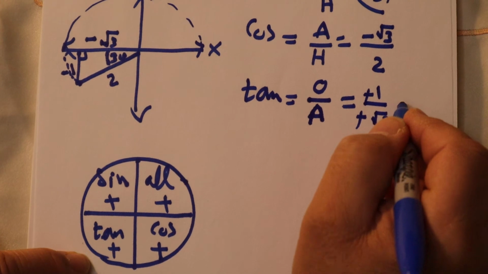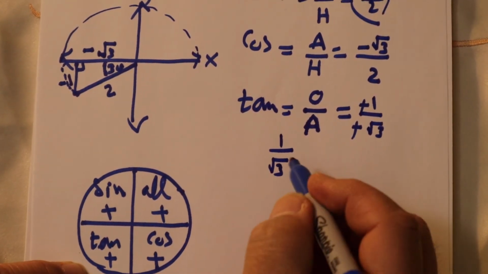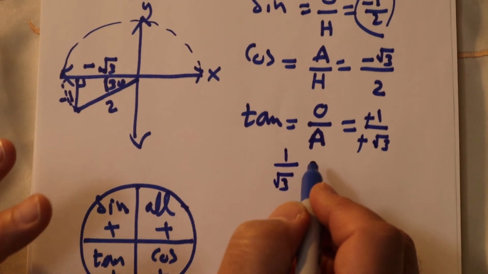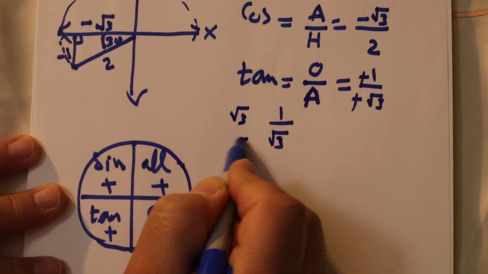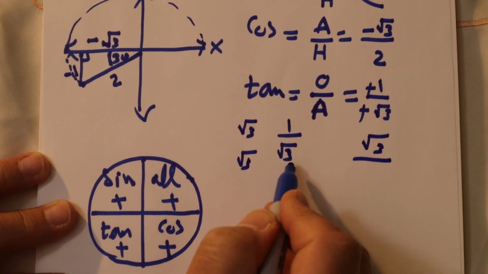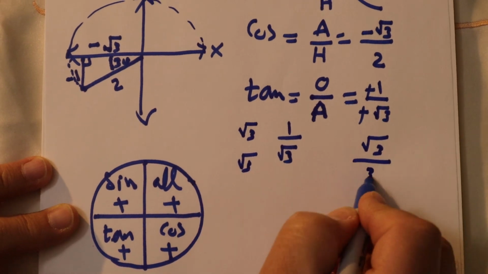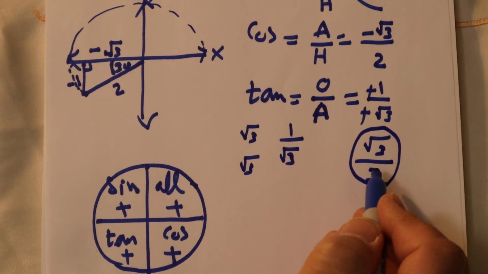It's 1 over square root of 3, and it looks ugly if you have a radical in the denominator. So we need to multiply by the conjugate, which is the same radical, square root of 3 here and square root of 3 there. 1 times square root of 3 is square root of 3, over square root of 3 times square root of 3 is 3. So tangent of this angle will be square root of 3 over 3.